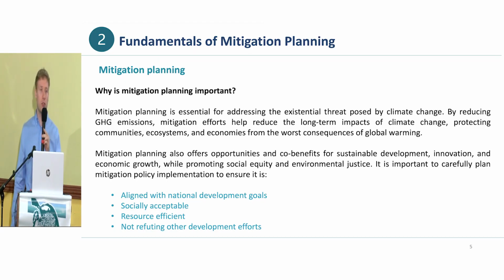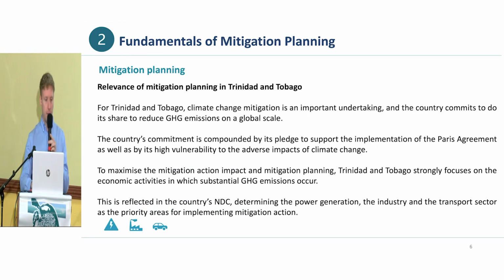Any policy is only as good as the society that reaps the fruit of that policy, right? If it's socially unacceptable to implement a certain strategy, we cannot suddenly from today to tomorrow ban all cars. It will reduce emissions, but the country will also grind to a halt, so that's not socially acceptable. It should be resource efficient, so prioritize specific measures or plans over others, and as I mentioned, not refute other development efforts.